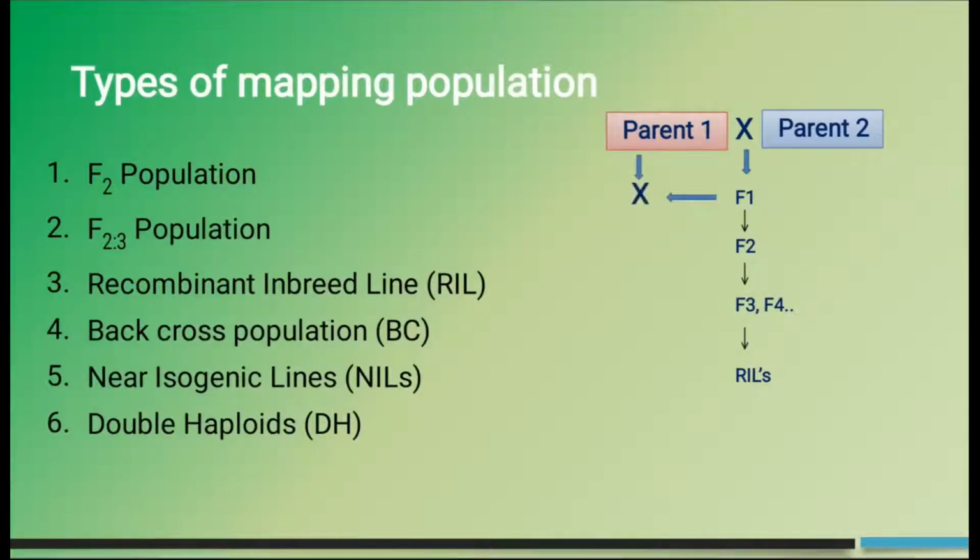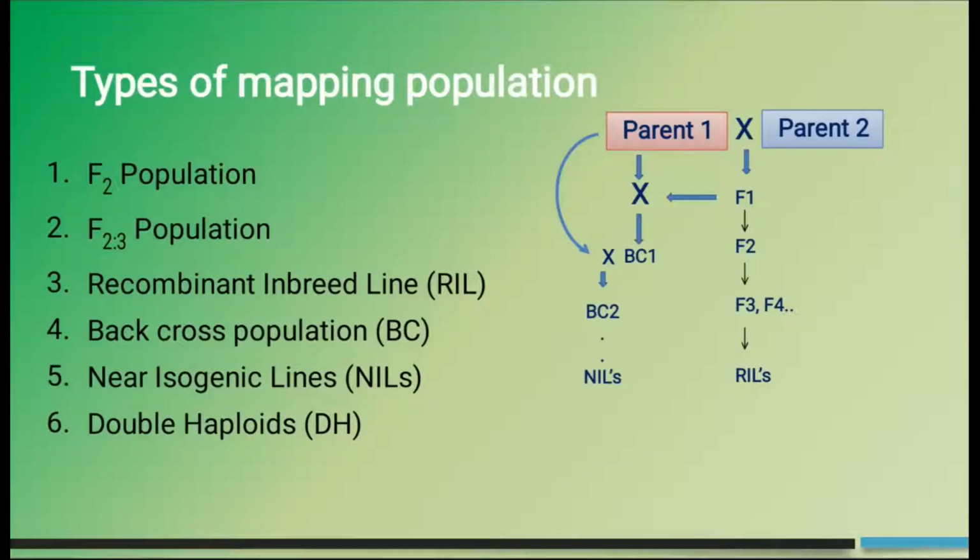Similarly, the F1 is crossed with one of the parents, called backcross 1, and again it is continuously crossed with the parent. We will go up to backcross 2, backcross 3. Finally we will get near isogenic lines that are similar to the parent except for a single allele of our interest.